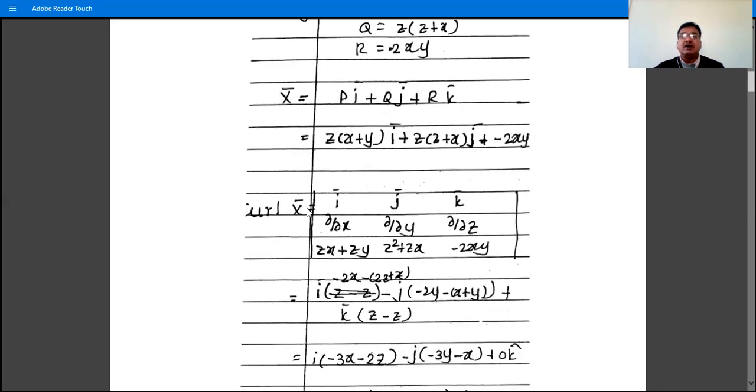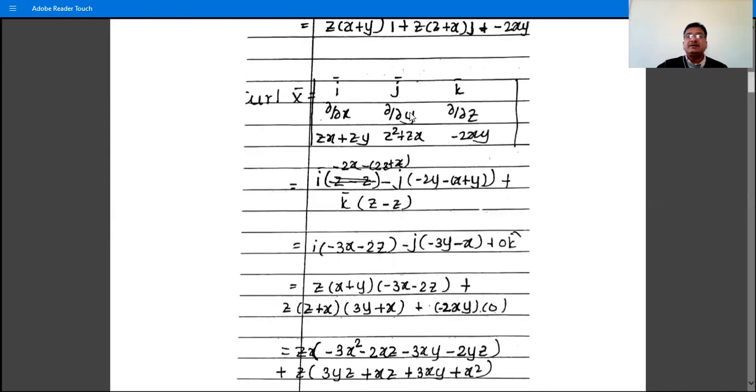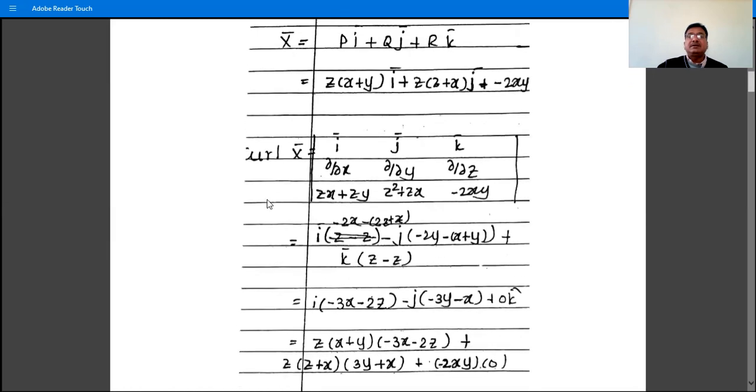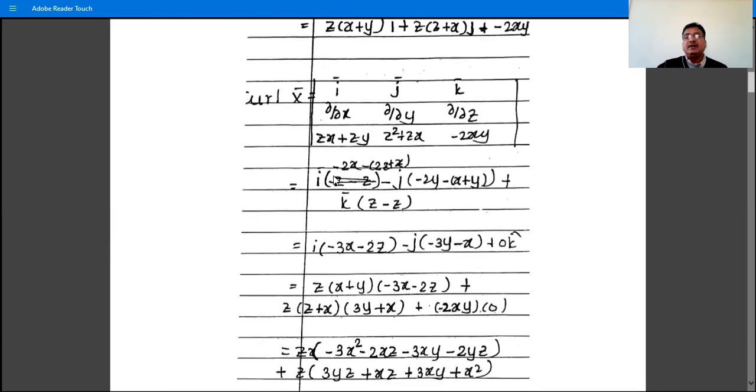Then find curl of X bar. Curl of X bar is the determinant with rows i, j, k; ∂/∂x, ∂/∂y, ∂/∂z; and then write the values of P, Q and R, and solve this determinant. So i times ∂/∂y of this quantity, which is −2x, minus the derivative of z² + zx with respect to z, which is 2z + x. Bracket complete.